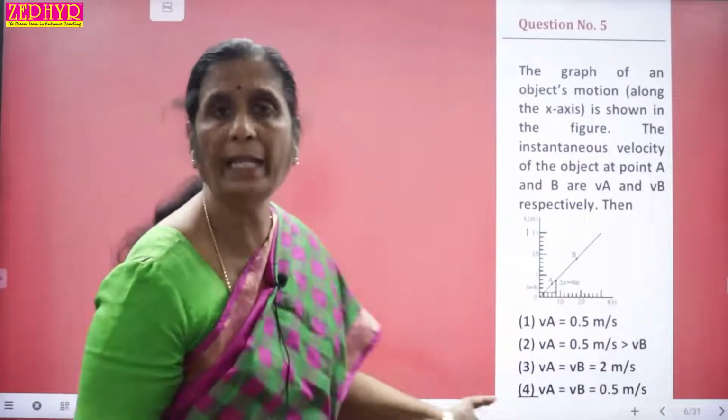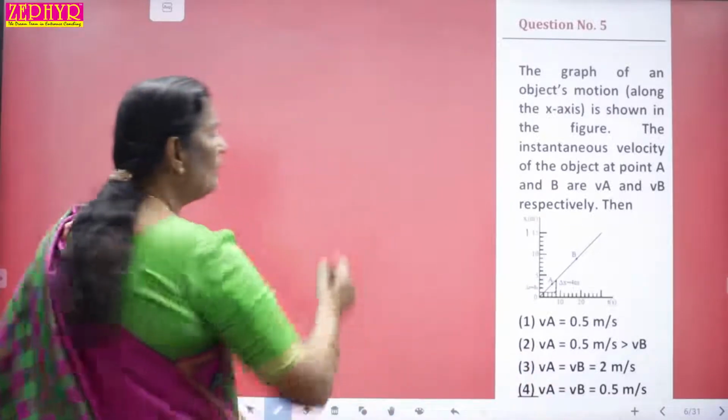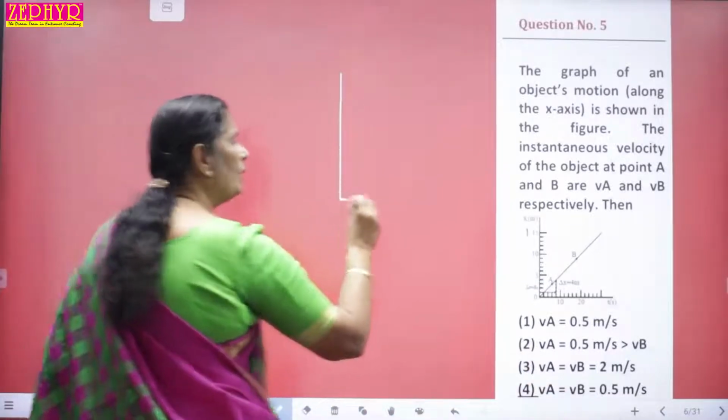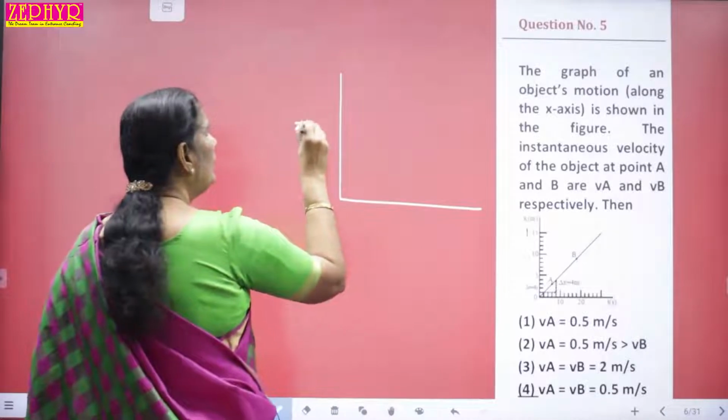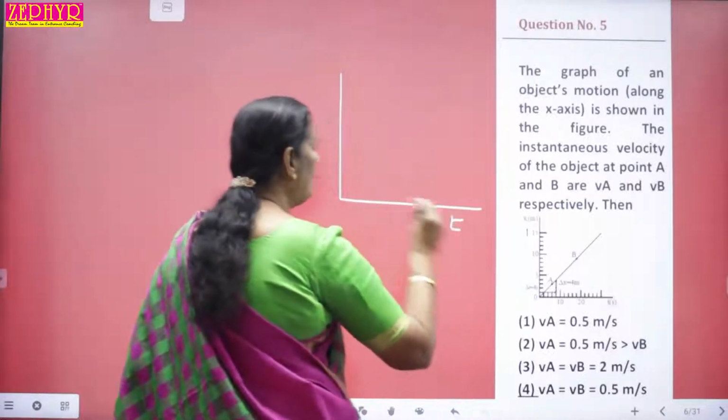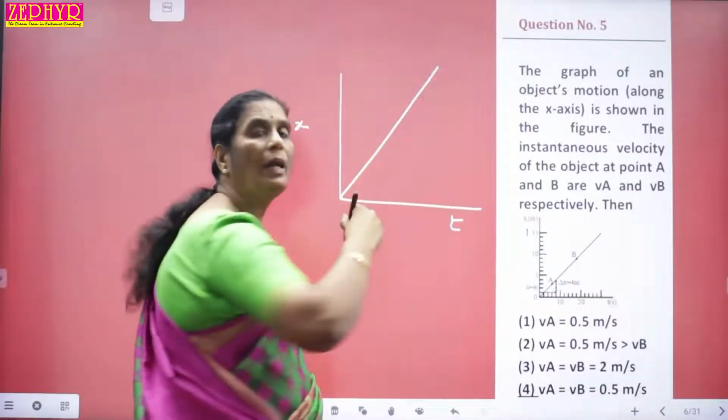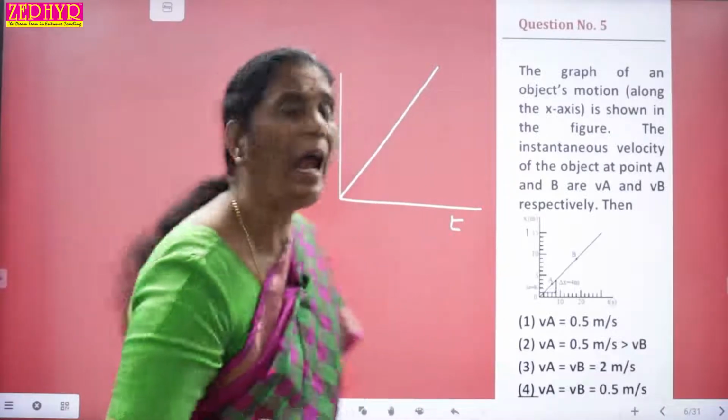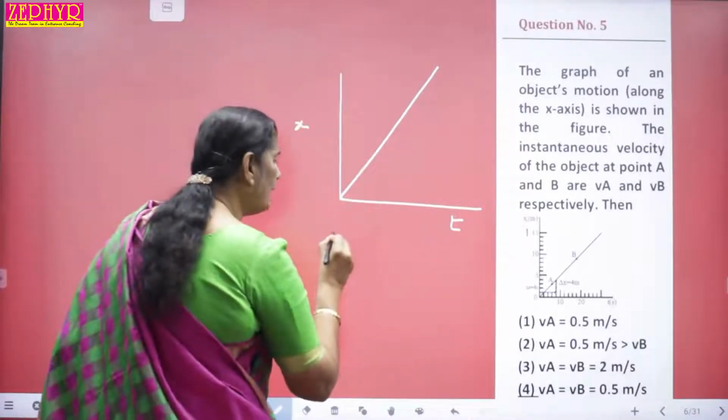Then what is VA? They have given the graph also. So now just have an idea about the graph. See this graph. This is displacement-time. The graph is a straight line, and what is the slope of it? It is a straight line.